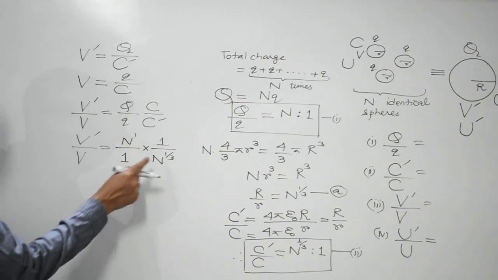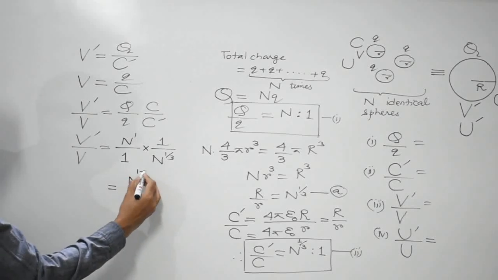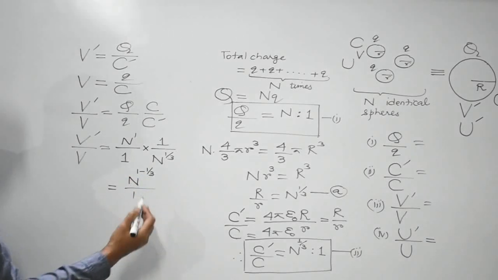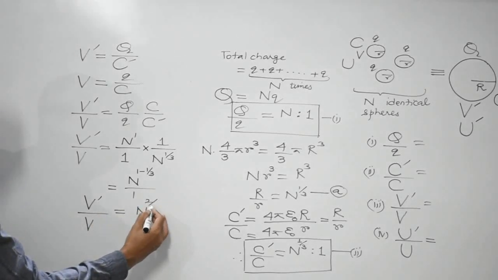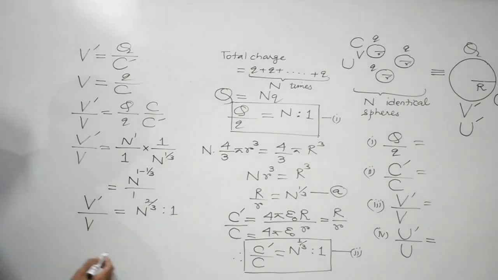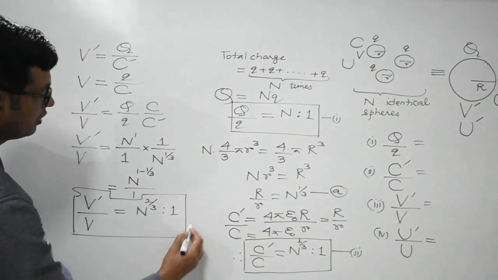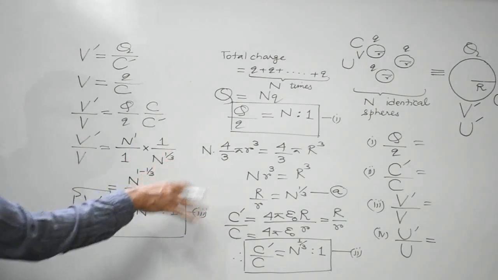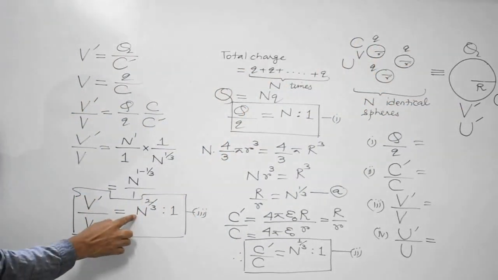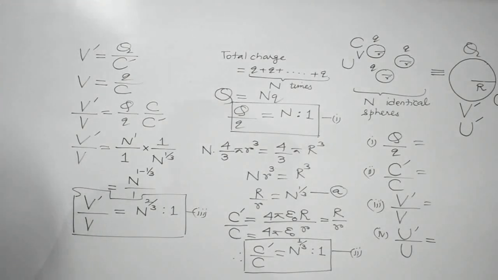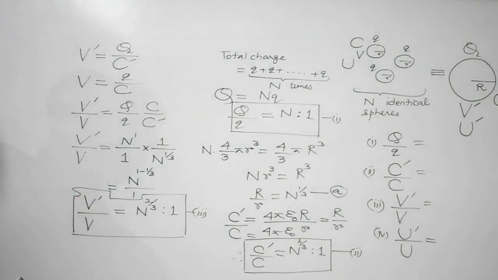So what do we get? n to the power 1, the base being the same, the exponents will get algebraically added up. 1 minus 1 by 3, divided by 1. So V dash by V will be equal to n to the power 2 by 3 is to 1. So this is the answer of the third part. The ratio of the potential difference of the bigger drop to the potential difference of the smaller one will be equal to n to the power 2 by 3 is to 1. Right? This will be the ratio of potential difference.